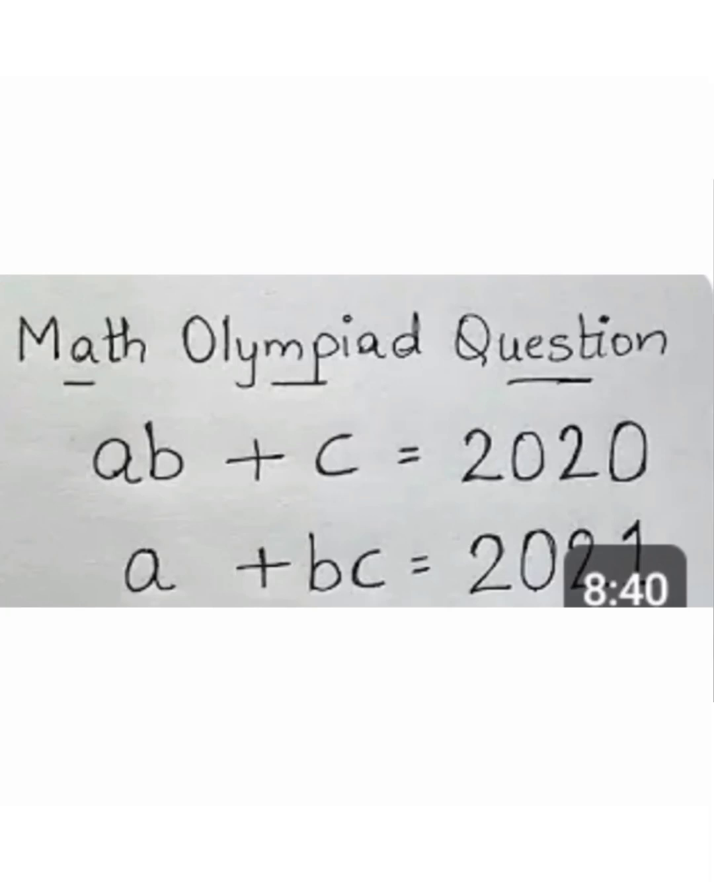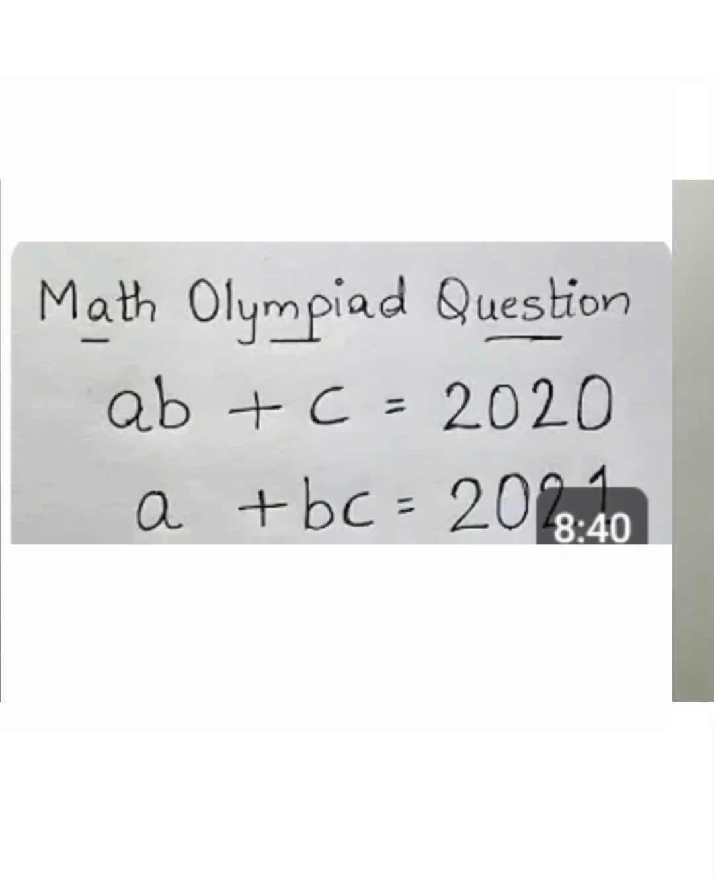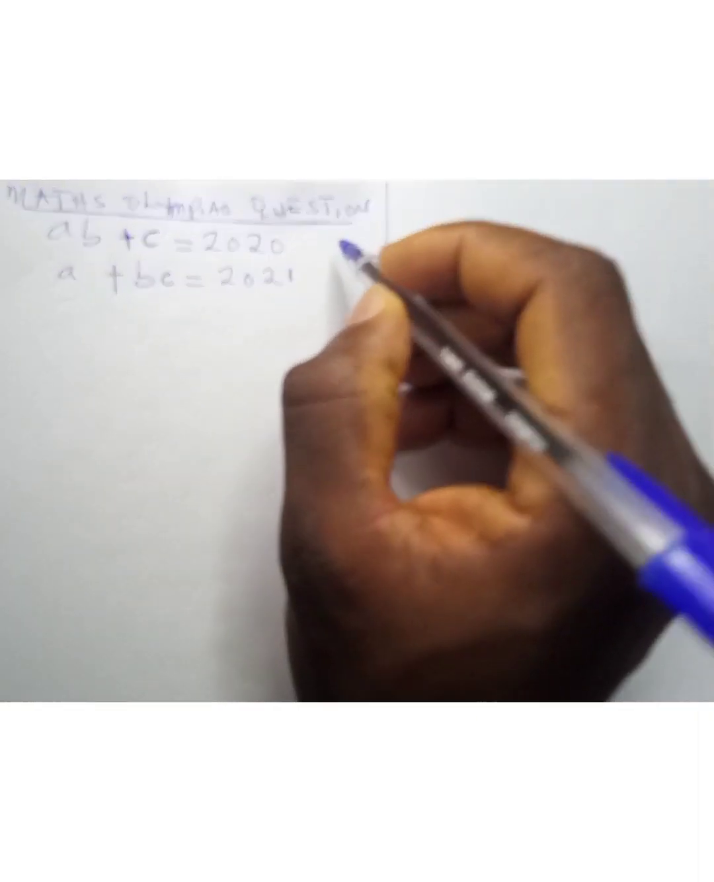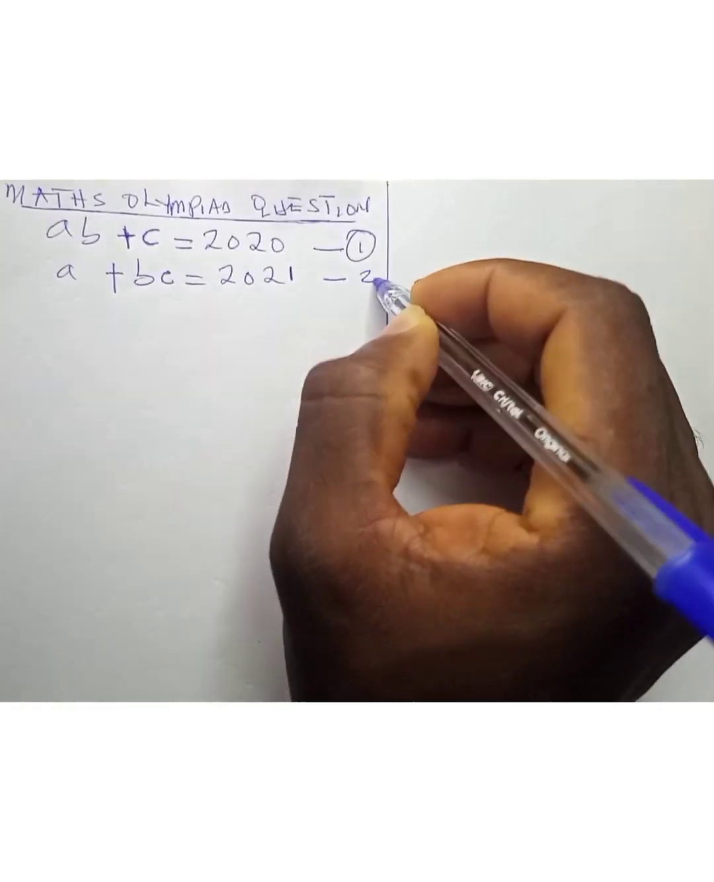We are asked to solve this Olympiad math question: AB plus C equals 2020, A plus BC equals 2021. Recall that we always have two equations with two variables, but here we have two equations with three variables. So for us to solve this, we can call this equation 1 and this equation 2.